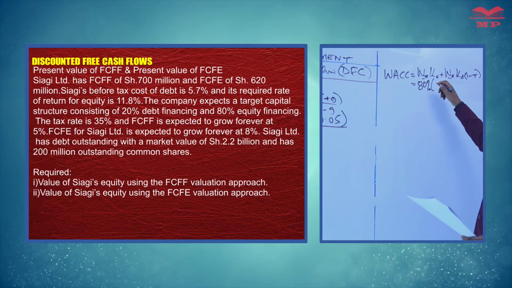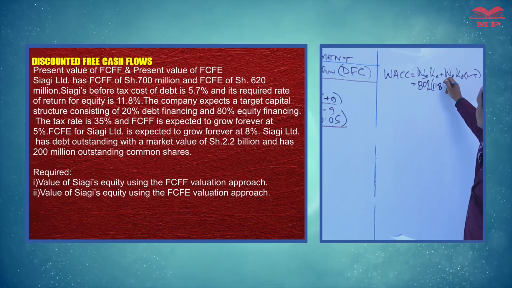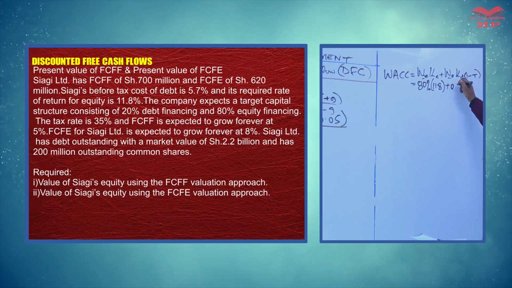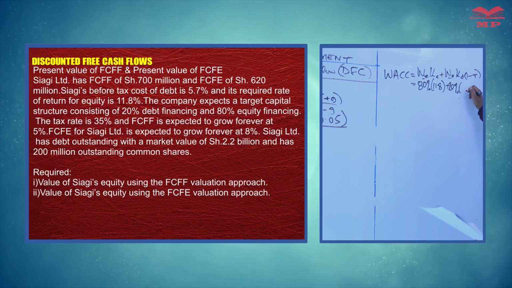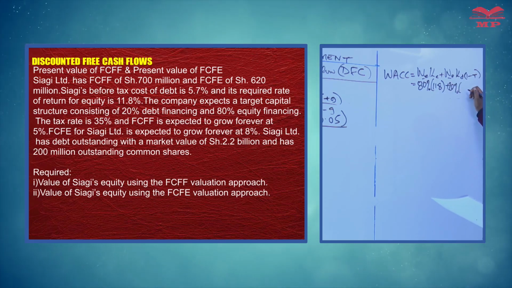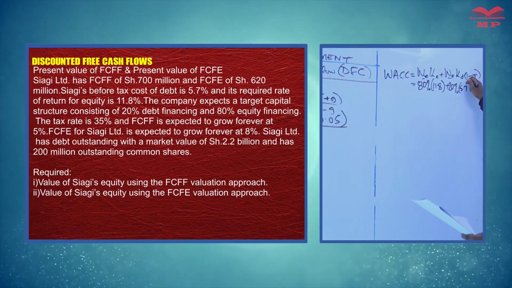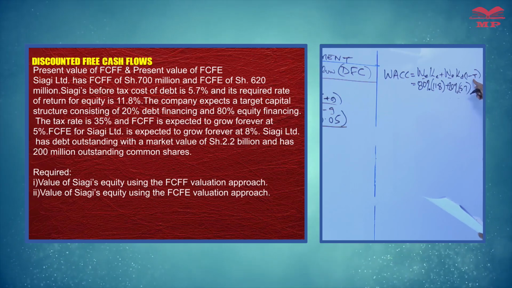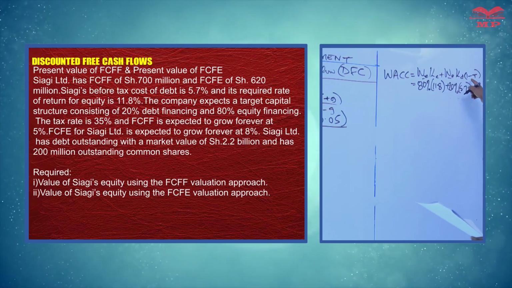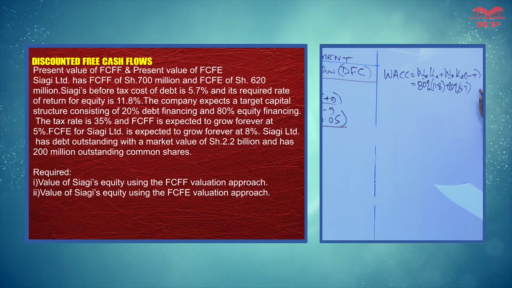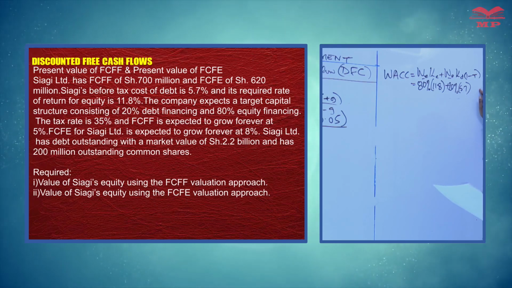Cost of equity is 11.8. That is the cost of equity plus the weight of debt. The weight of debt is 20%. The cost of debt we are given at 5.7. Do you see that? The first sentence, second sentence, 5.7. Then we have the tax rate. What is the tax rate? The tax rate is 35%.